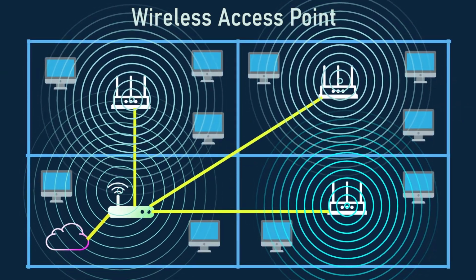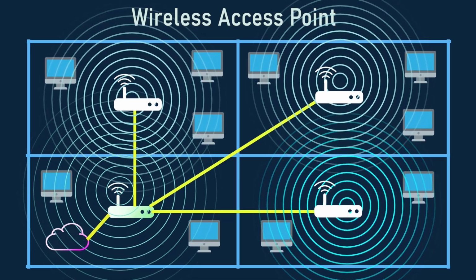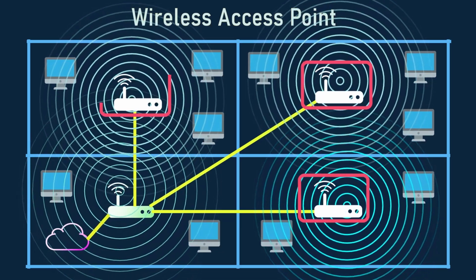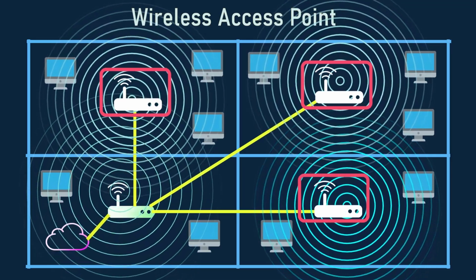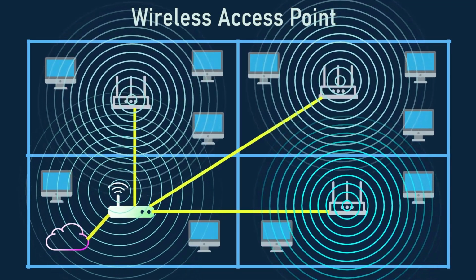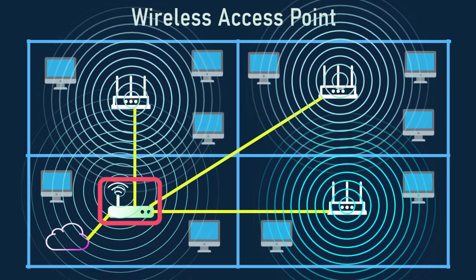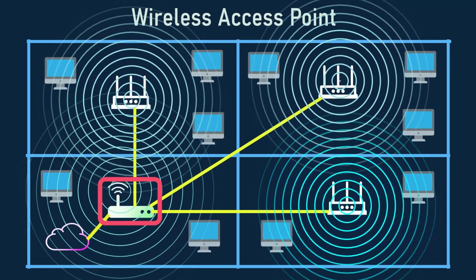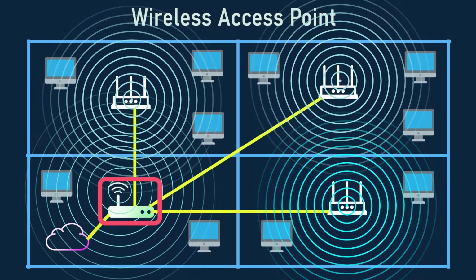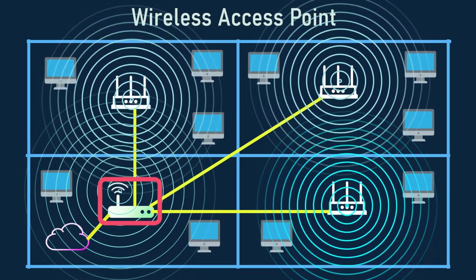For example, if you use wireless routers instead of wireless access points, you will need to configure each router individually if you want to make changes to the network. However, with wireless access points, you can manage the entire network using a single router. This is because wireless access points are typically connected to a central router, which allows you to configure all the APs from a single location or device.